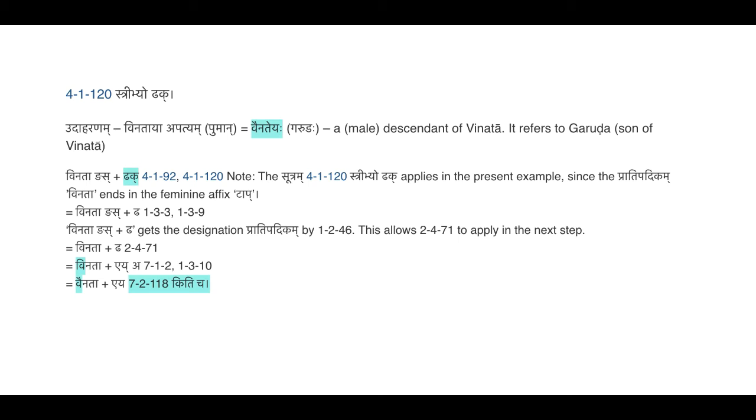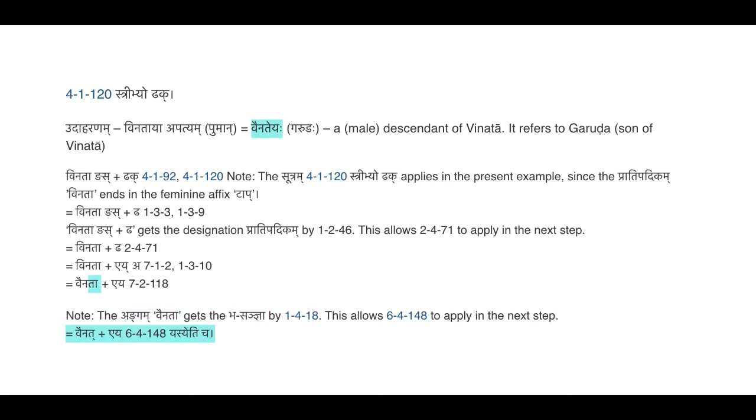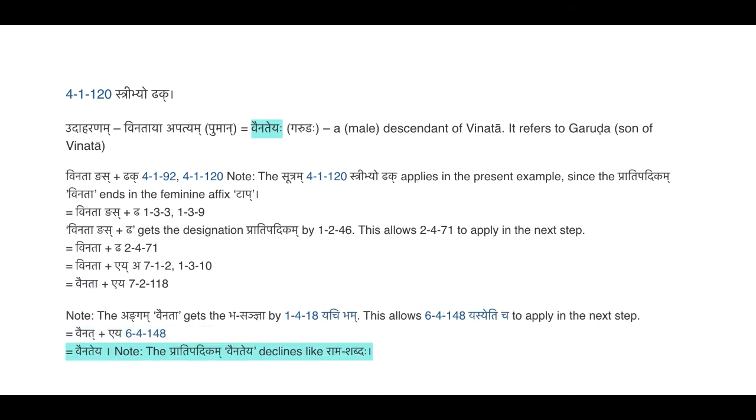Now the angam Vinatā gets the bhasanya by 1.4.18 yachibham. This allows us to apply 6.4.148 yasyeti in the next step to elide the ending letter a of the angam Vinatā. So now we get Vinat plus eya, which is Vinateya. The Pratipadikam Vinateya declines like Rama Shabdaha.